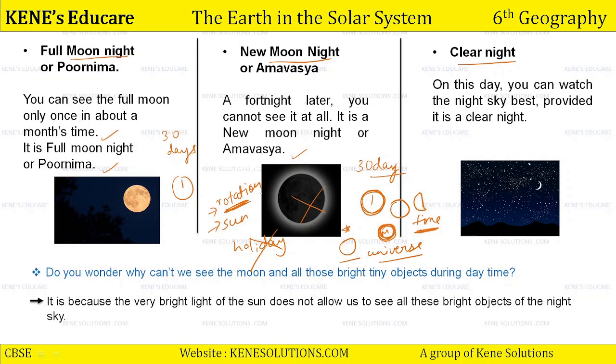That's it. That's the only reason why you see the moon in different shapes at different positions and at different time periods. Okay, the last type of night is a clear night, and on this day you can watch the night sky best, provided it's a clear night.